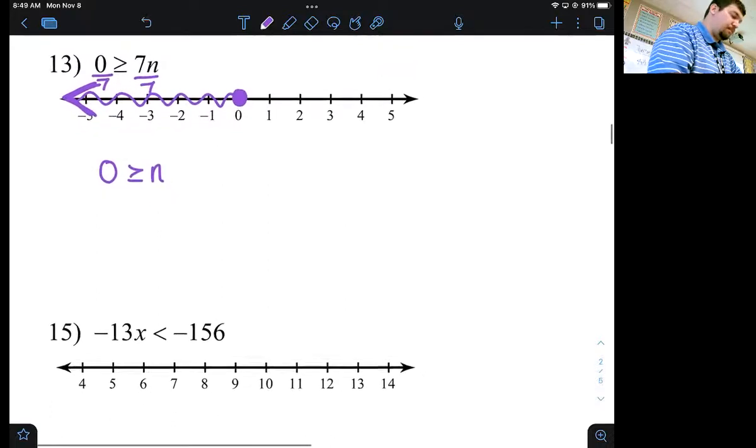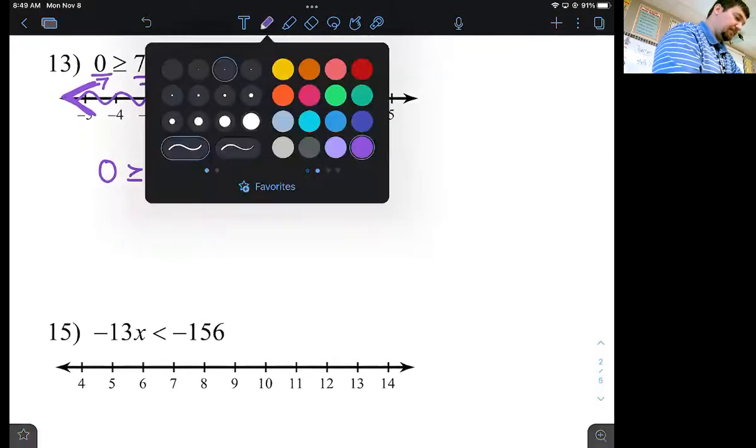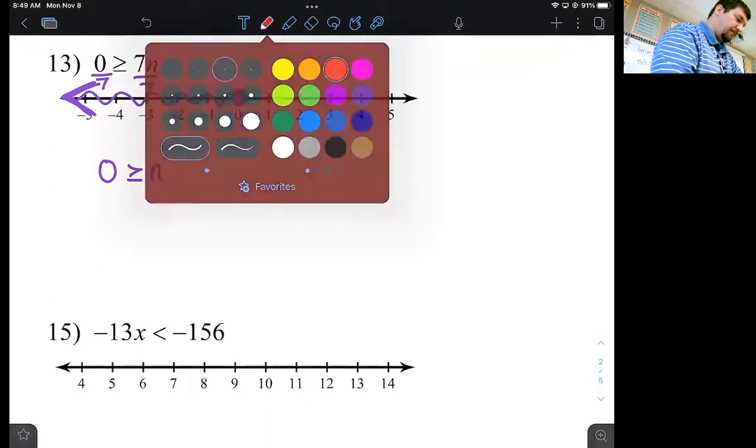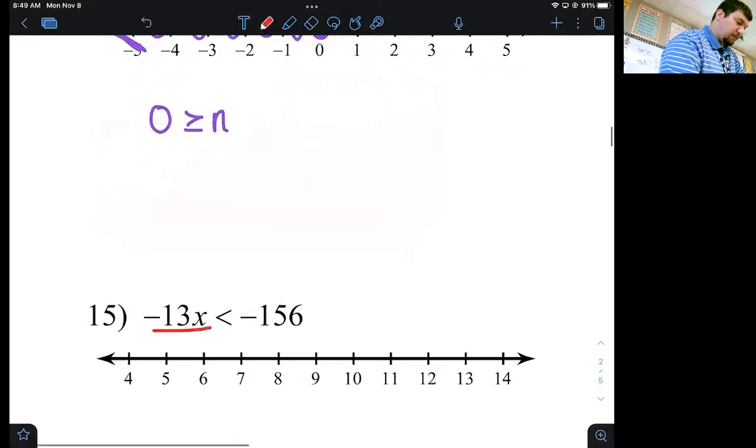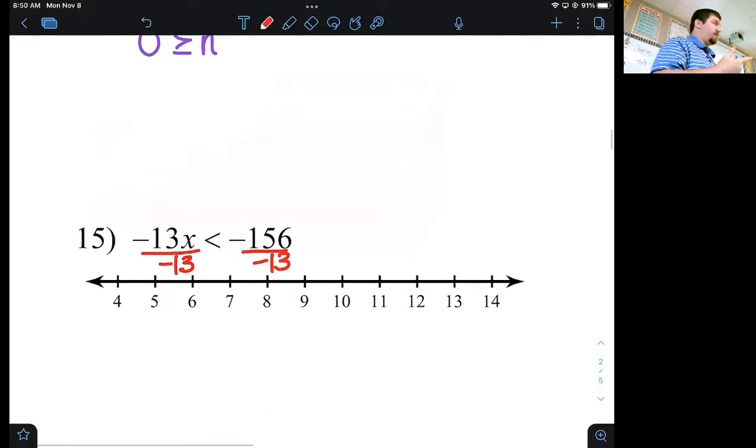Number 15. Parker, tell me what to do to both sides. Perfect. Parker, is there a rule that states when I divide by a negative number that I have to flip the sign? Yes, there is a rule for negative numbers. When I'm multiplying or dividing by a negative, yes. So now it's going to be x is greater than, and then Parker, you can use your calculator for this. We know 2 negatives make a positive, but can you tell me what 156 divided by 13 is?